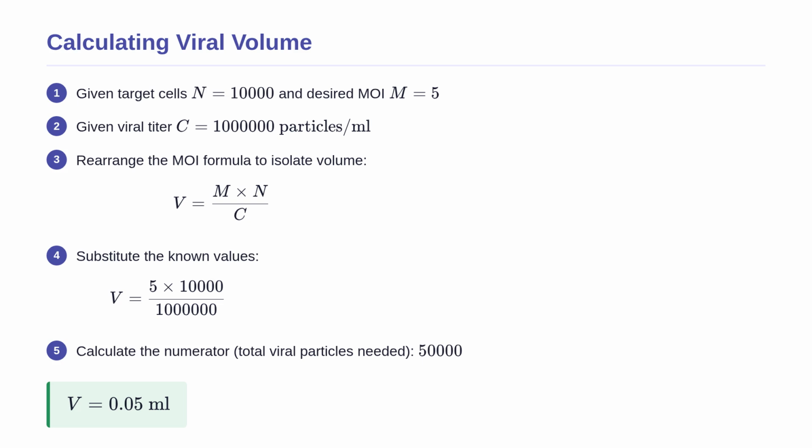First, we algebraically rearrange our formula by multiplying both sides by N and dividing by C, isolating V. Next, we substitute our given values. The numerator becomes 50,000, which is the total number of viral particles needed. Dividing this by the concentration of 1 million gives us our final answer of 0.05 milliliters, or 50 microliters. This exact volume ensures maximum gene integration without toxicity.